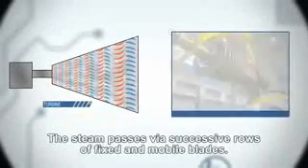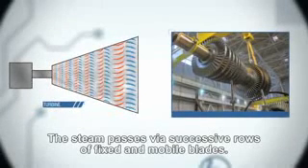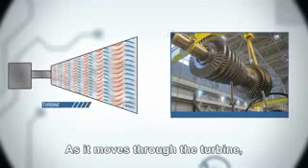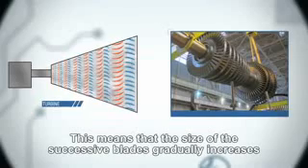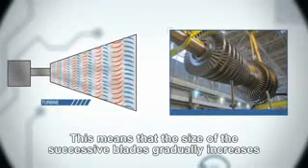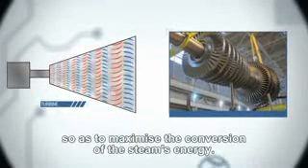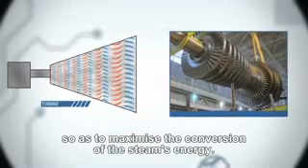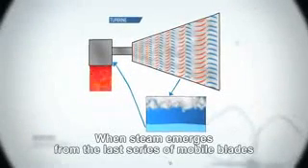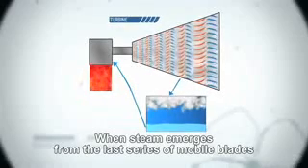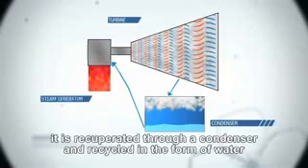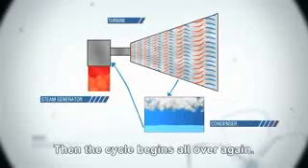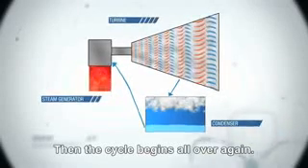The steam passes via successive rows of fixed and mobile blades. As it moves through the turbine, the steam occupies increasingly more volume. This means that the size of the successive blades gradually increases so as to maximize the conversion of the steam's energy. When the steam emerges from the last series of mobile blades, it is recuperated through a condenser and recycled in the form of water towards the steam generator. Then the cycle begins all over again.